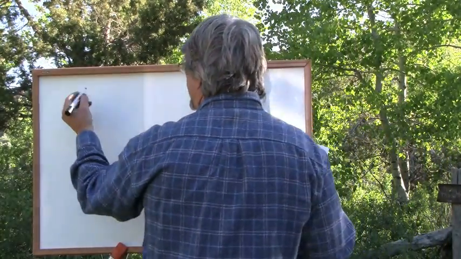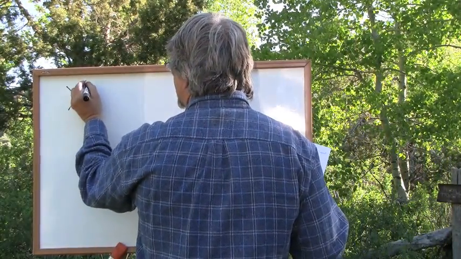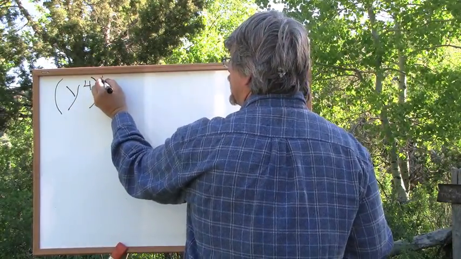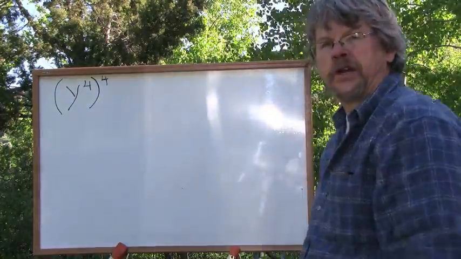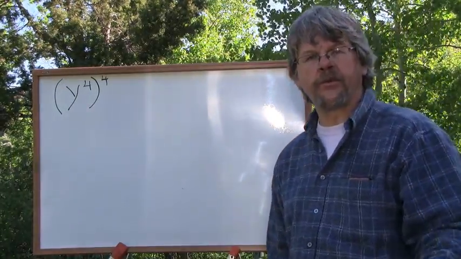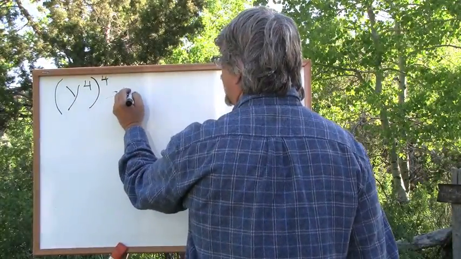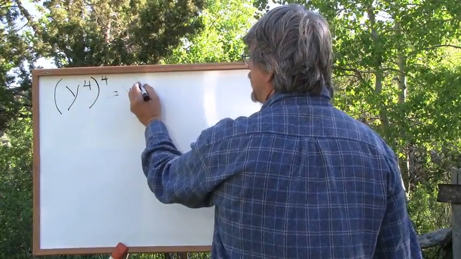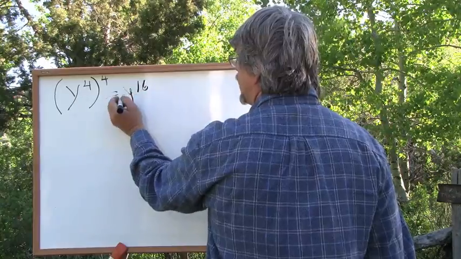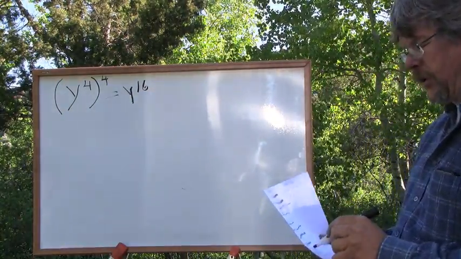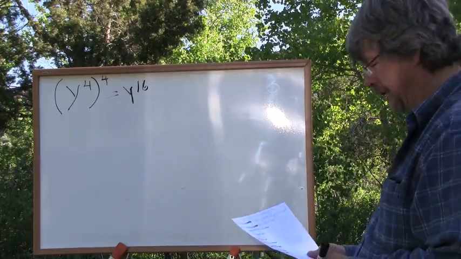What if we're given the expression y to the 4th and that whole expression taken to the 4th power? Here we have a variable. We get used to working with variables. This is simply y. You multiply the exponents. So this is y to the 16th. It's truly not any more complicated than that. It's really not.